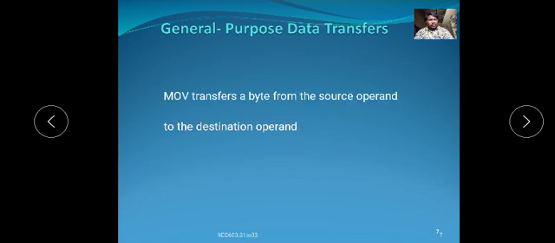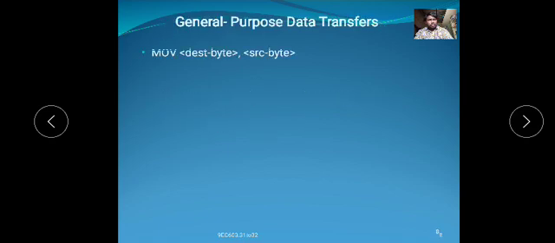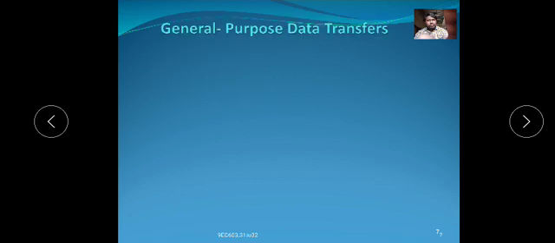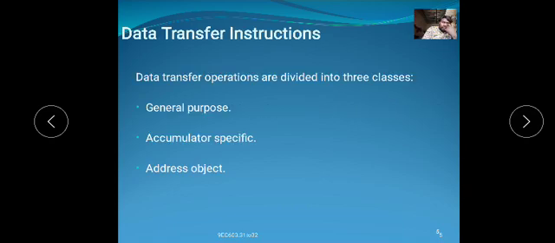Before that, we are going to discuss the general purpose data transfers. The data transfer operations are classified into 3 different categories. The first one is the general data transfer. The data transfer operations are divided into 3 classes: general purpose, accumulator specific, address object.